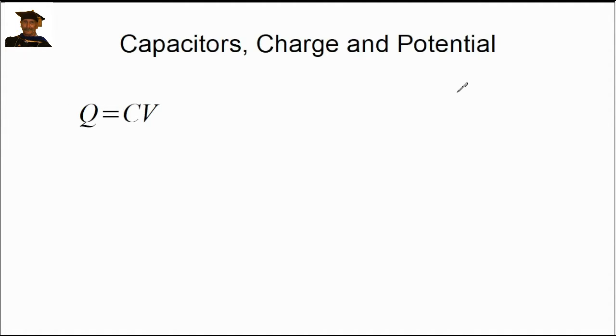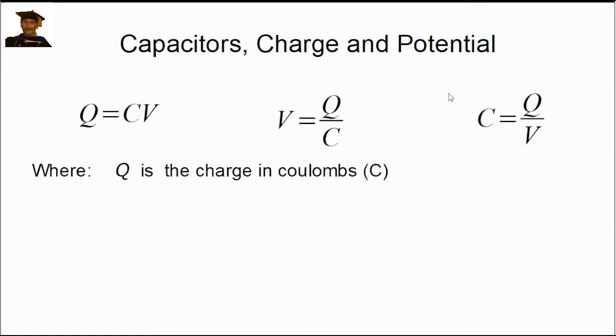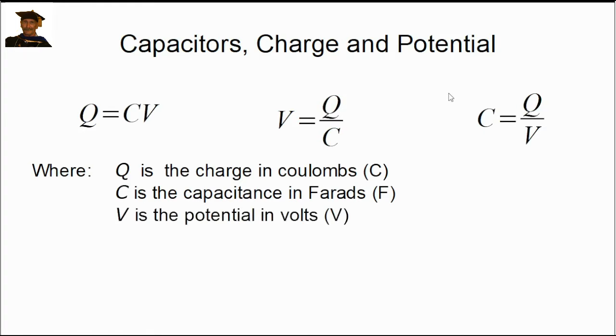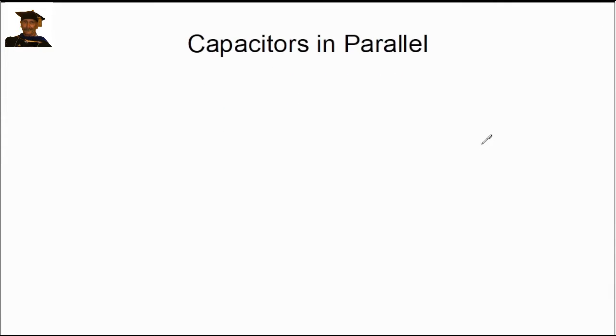The primary relationship between charge, potential, and capacitance, of course, is Q equals CV. And you can manipulate that equation. V is the voltage, Q is the charge, and C is the capacitance. C is also equal to Q over V. Of course, Q is charge in coulombs, C is capacitance in farads, and V is the potential in volts.